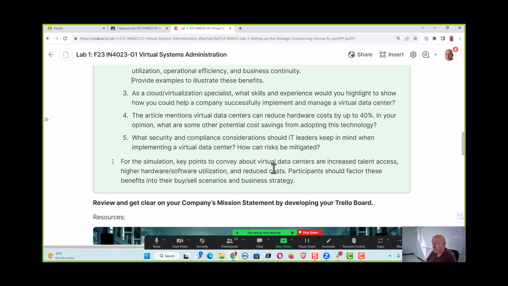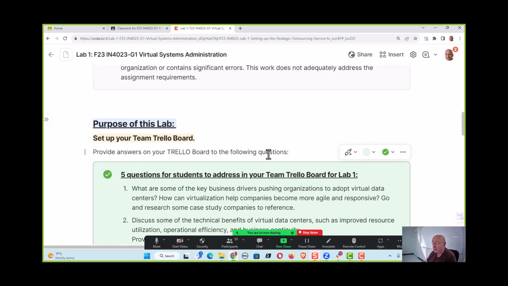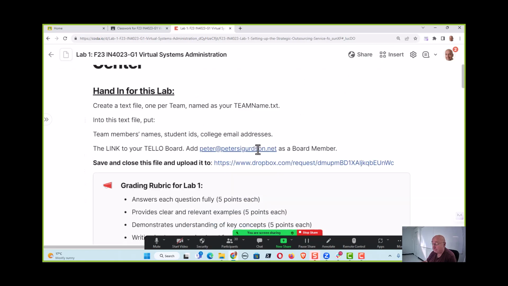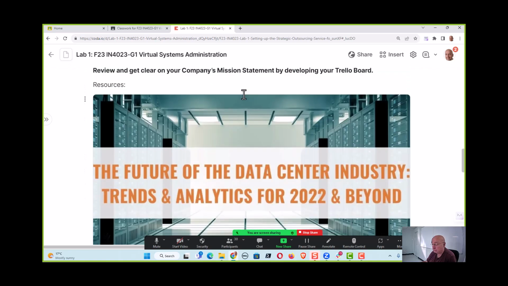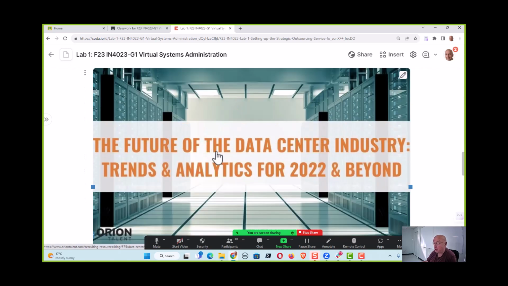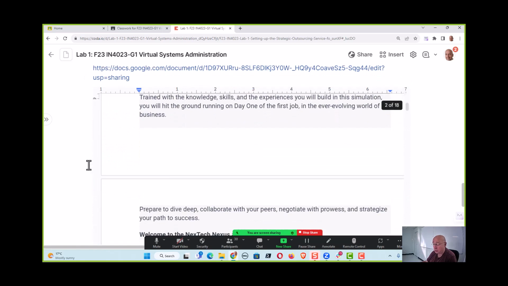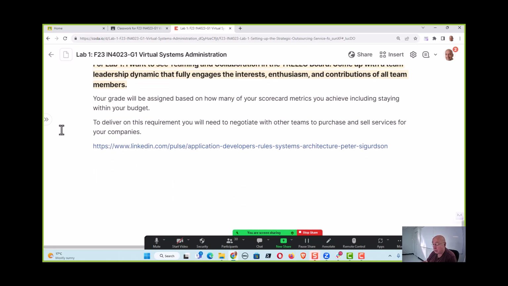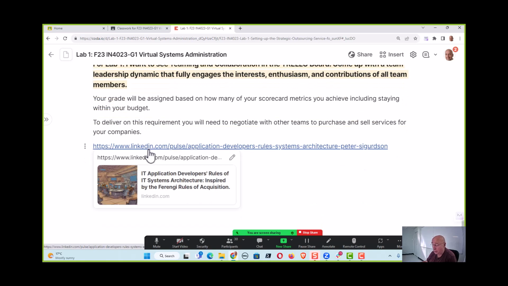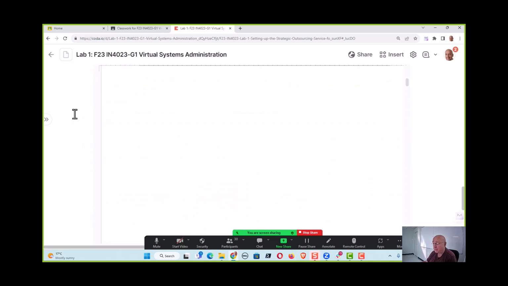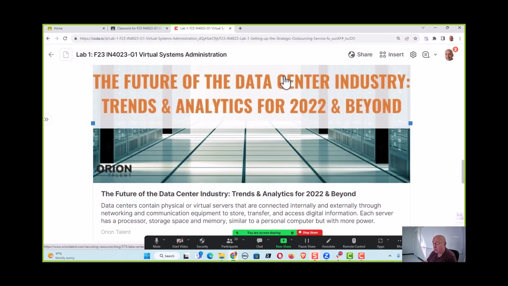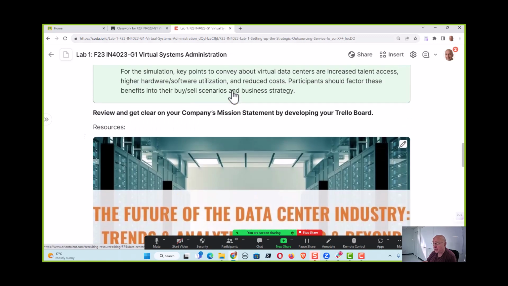The article, so that's the article I gave you for your case study article. Right there, that's one article right there. And I think I gave you something from LinkedIn as well to go and study. Oh, actually, no, that's mine. That's IT Application Developers Rules of Acquisition. So the major case study thing you have is right here, Future of Data Center Industry, right? So go and study that.